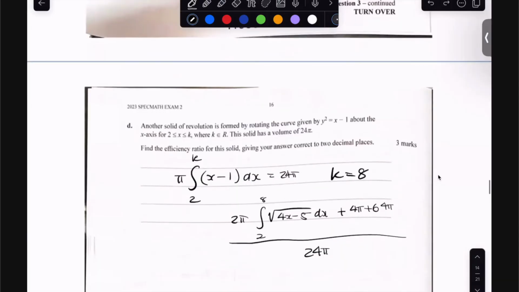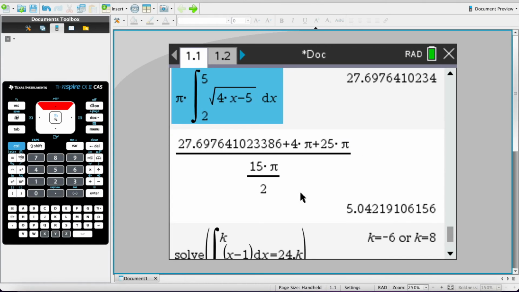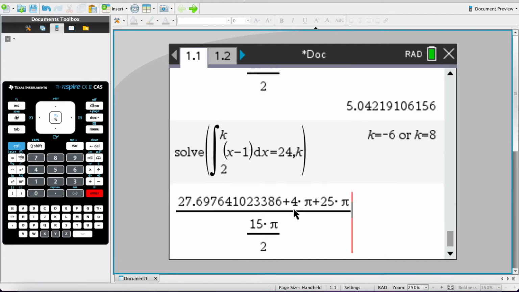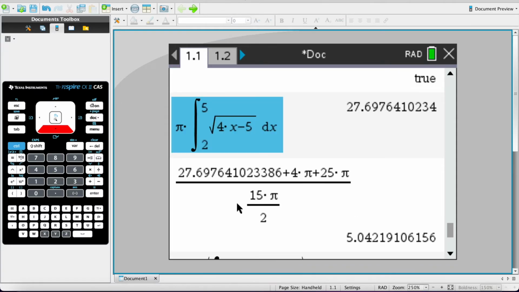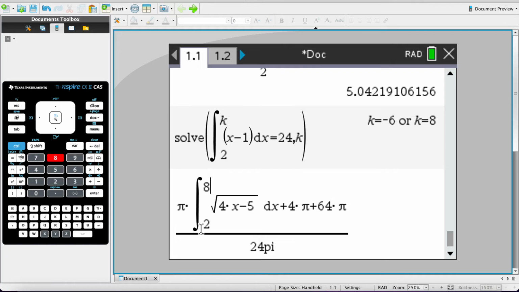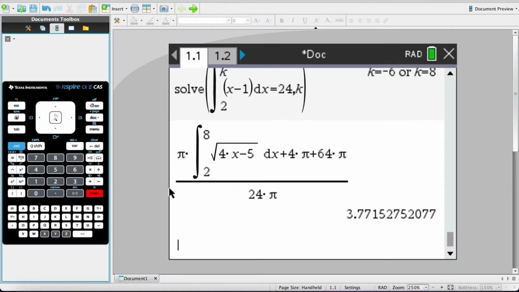So it's just pi times that, I hope. Let me put that here. So I'm just going to enter this down. Plus 4 pi plus 64 pi. Then it was over 24 pi. Oops. And I'm just going to delete this and put in another integral, which is one we've already done before, and change that to 8. And the efficiency ratio is 3.77 to 2 decimal places.